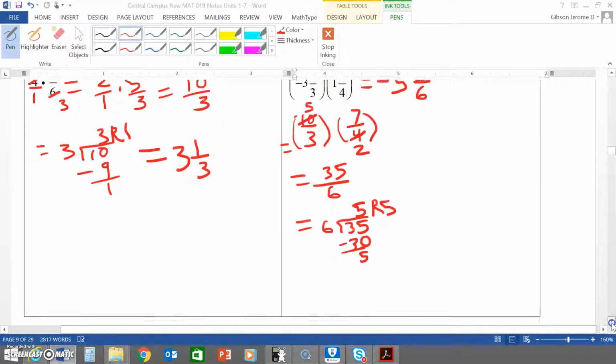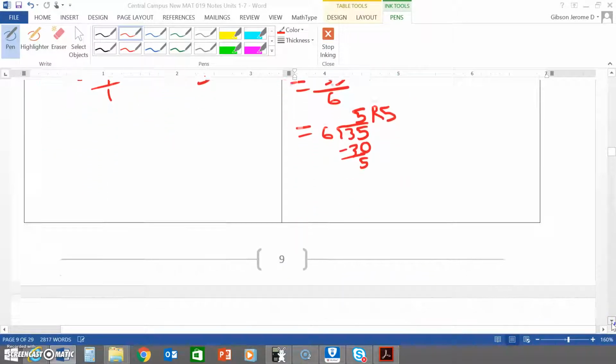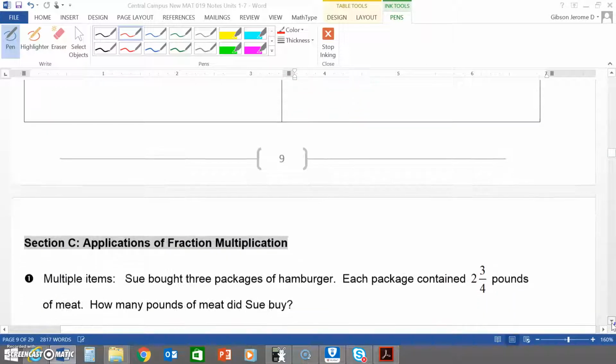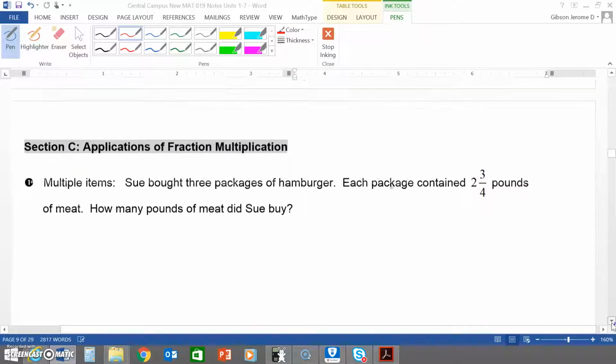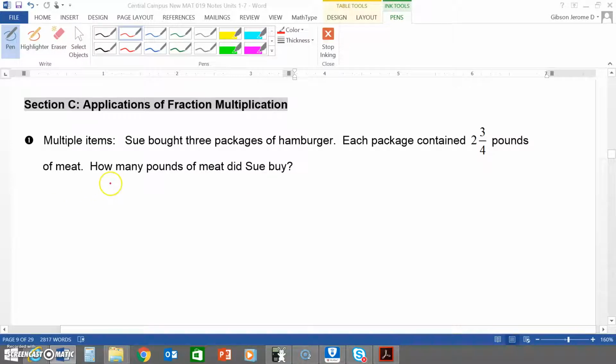So now we move on. We go here to the next page, to section C, applications of fraction multiplication. It says multiple items. Sue bought 3 packages of hamburger. Each package contained 2 3/4 pounds of meat. How many pounds of meat did Sue buy?